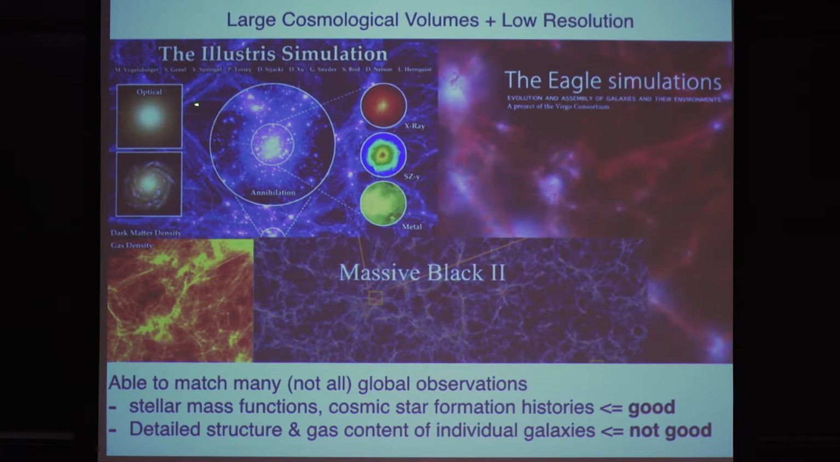You will sometimes see pictures like this from, say, the Illustris group, but this is like the best galaxy in the whole simulation. If you look at all their galaxies, most of them don't really look like galaxies.